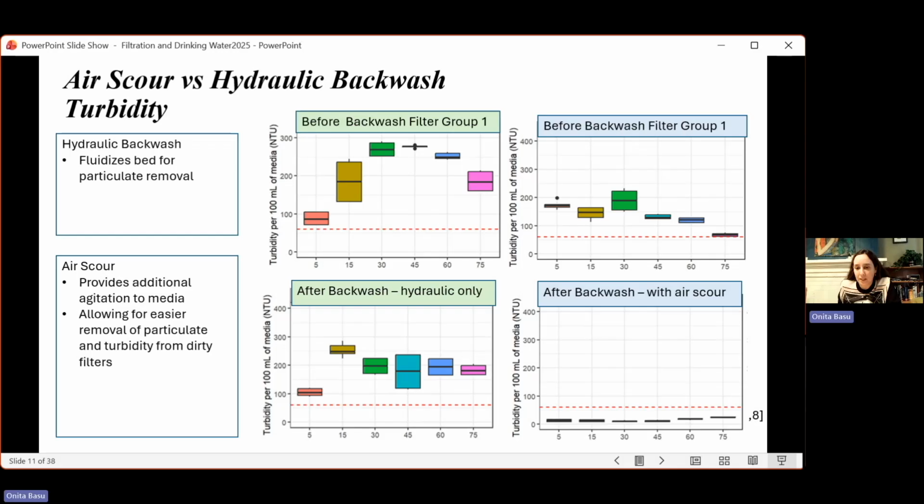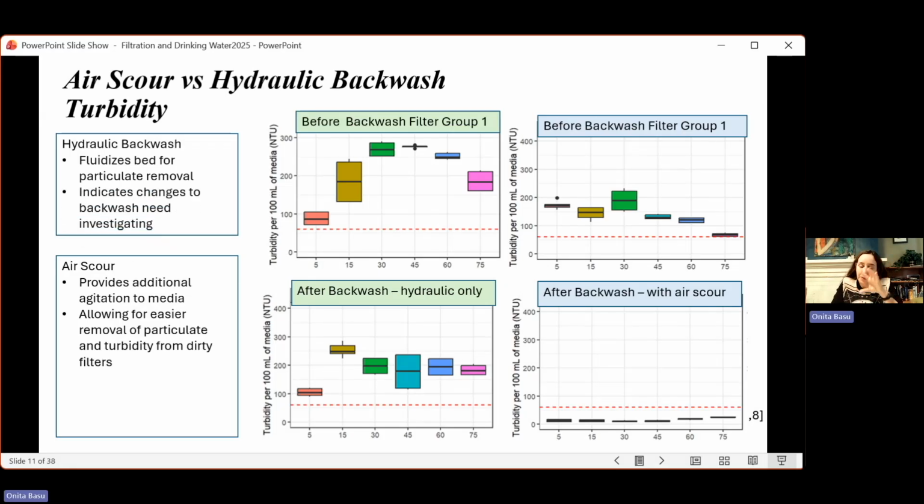So what we can see here is that before the backwash, we always expect lots of particulates to be captured in the bed, because then it's doing its job. So we've got this large amount of particulates, but then with the air scour, all of the media was very, very clean. So it was showing that the addition of the air scour was very helpful in getting rid of sticky particulates that were otherwise stuck on the bed.